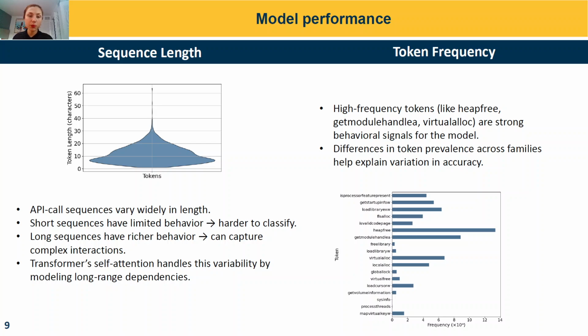Two factors help explain model behavior. First, the token frequency shows that certain API calls, for example, heap free, get module handle A, and virtual alloc, serve as strong behavioral indicators. Second, API sequence length varies across samples. Short sequences carry less behavioral information, making classification harder. Longer sequences contain richer behavioral patterns, which transformers handle effectively due to self-attention's ability to model long-range dependencies.